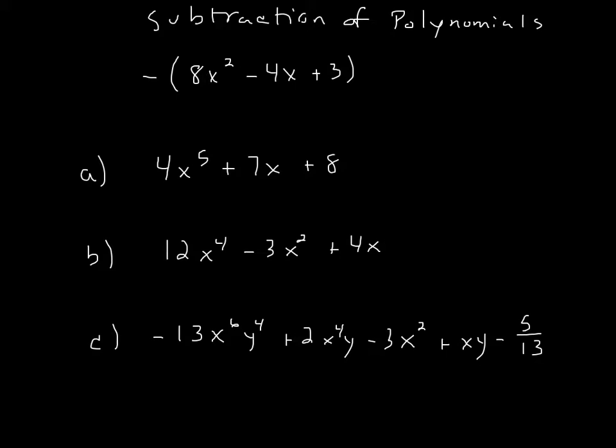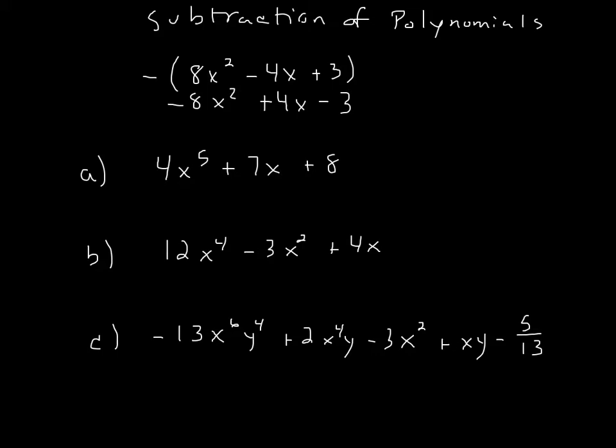And really, when it comes down to it, you're just distributing that negative, but we call it the additive inverse. You take what's on the inside and you add the opposite, or add the additive inverse. So you're going to take the negative and multiply it by everything on the inside, which will give you the opposite sign. For this first one right here, it just switches the signs of everything in there. So it becomes negative 8x squared plus 4x minus 3. And that's what you're doing when you're subtracting polynomials.